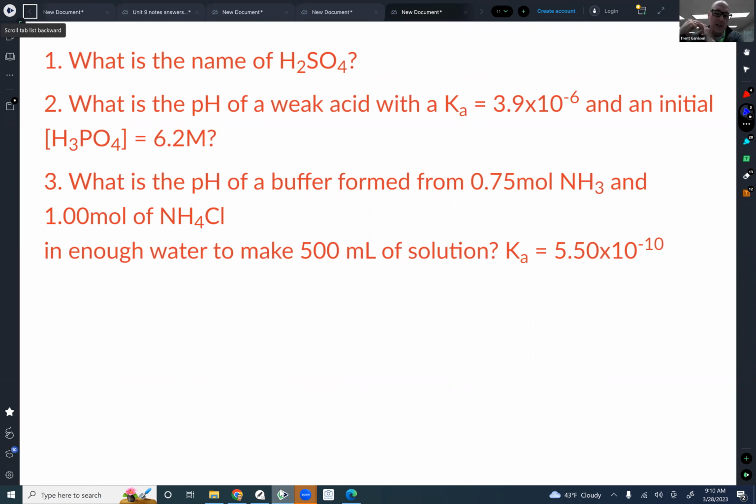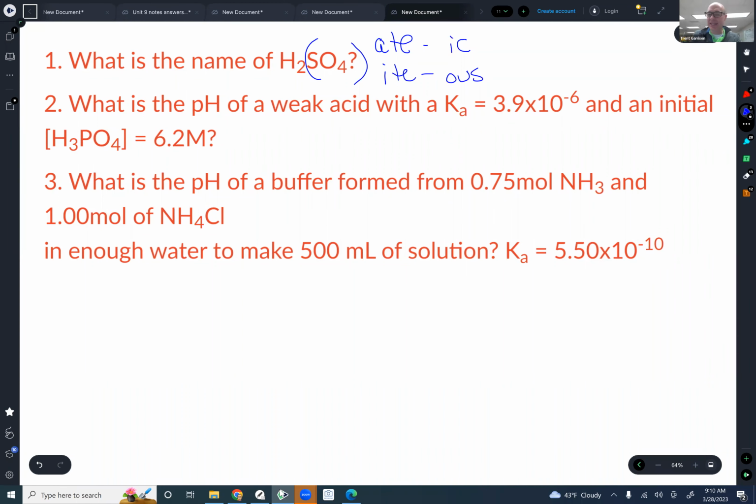It's going along with the nomenclature discussions that we had in class, whereby we need to understand that this is a ternary. It's got a polyatomic ion in the compound. And so we need to be able to recognize this SO4 as being sulfate, ATE. Anytime we have an ATE ending, it will take the IC as an acid. The ITE polyatomics would take the OUS. So we don't have any kind of prefixes. It's not binary. So this just becomes sulfuric acid.